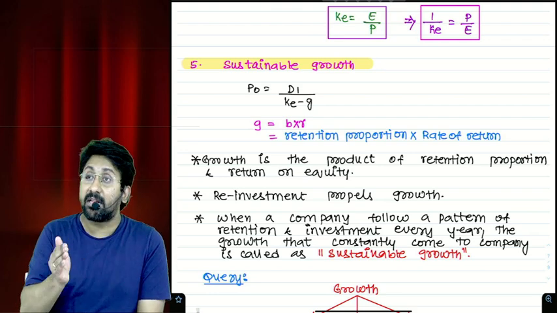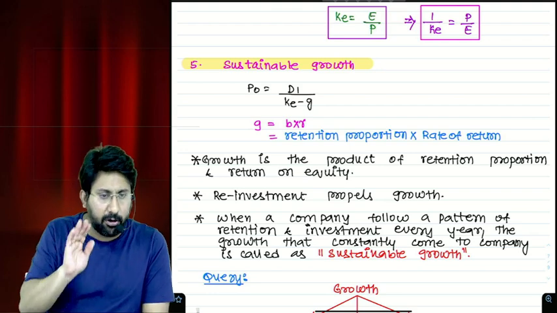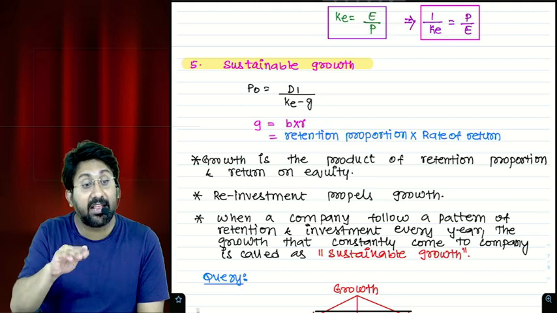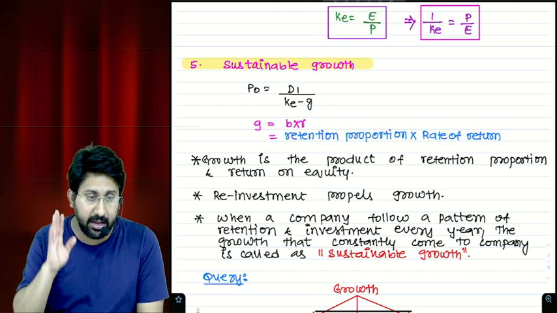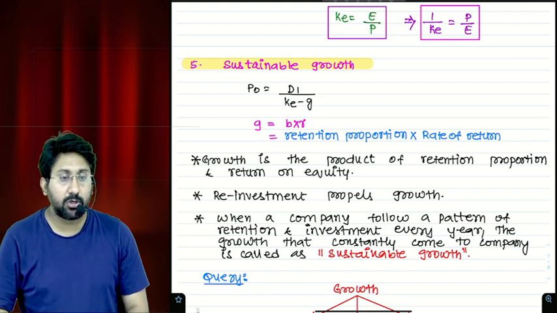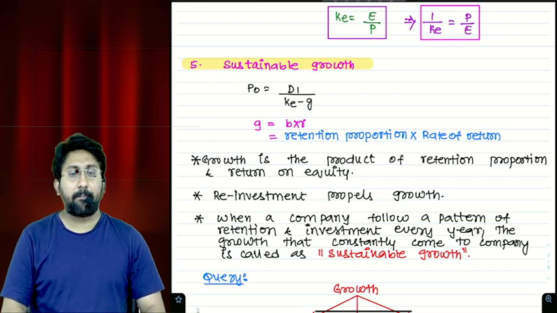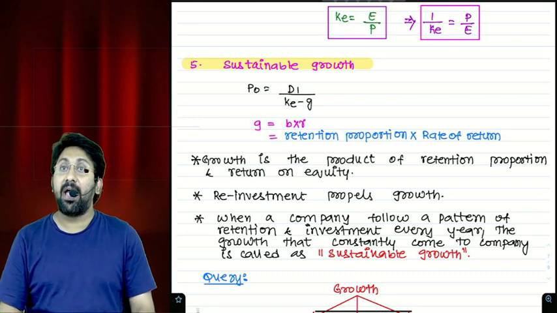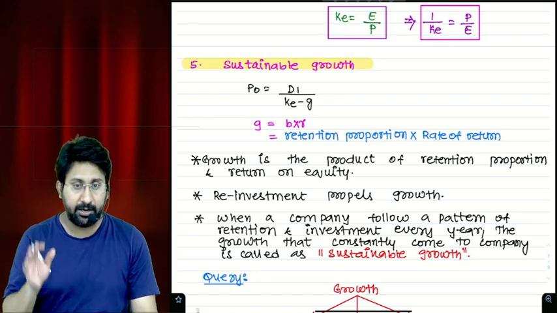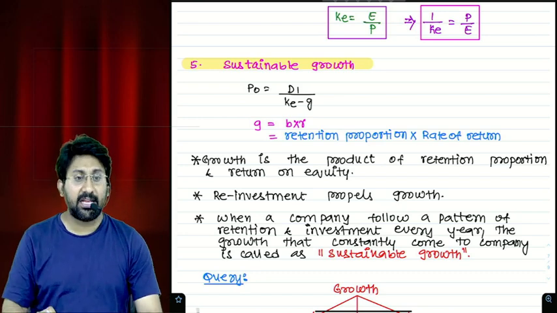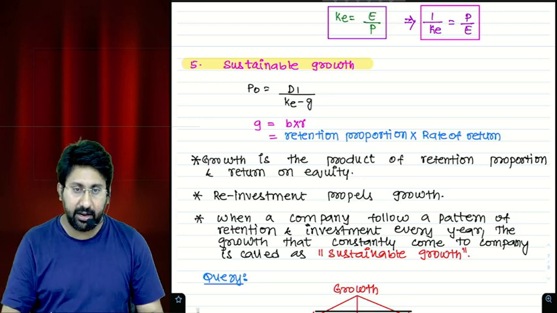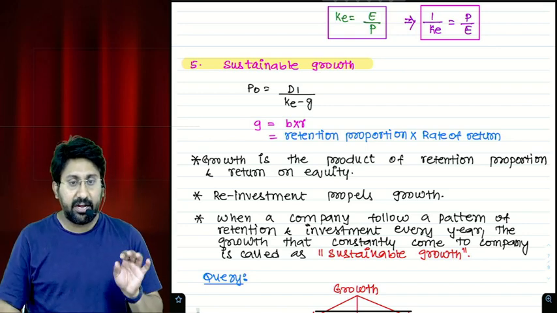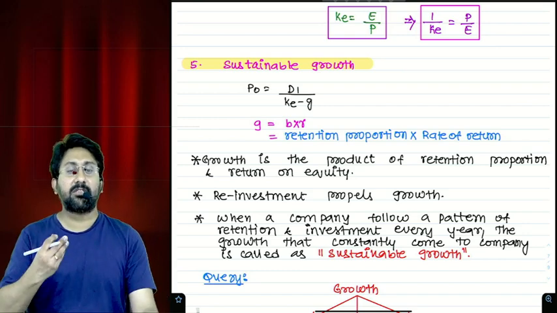The balance 50, I retained. After retention, what are you doing? You are not putting it idle. No, I am investing at a rate of return. That investment, technically the reinvestment, propels the growth in a company. So G equal to B into R. B represents the retention proportion, into rate of return. Retention proportion means the balance proportion left after the payout proportion, into rate of return. That means how much return you are getting on whatever you are investing, that reinvestment rate we call the rate of return. Retention proportion into rate of return, that concept is called growth.